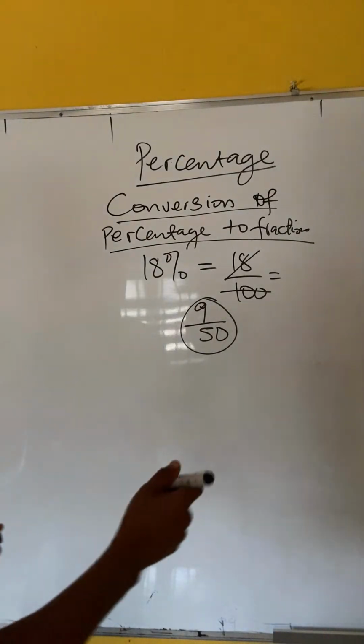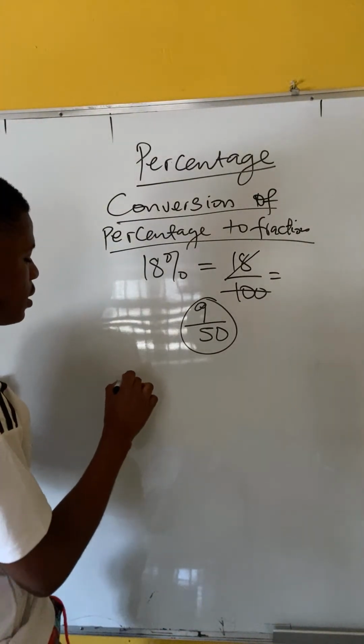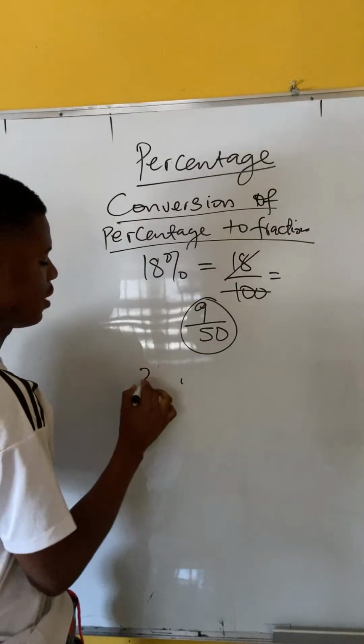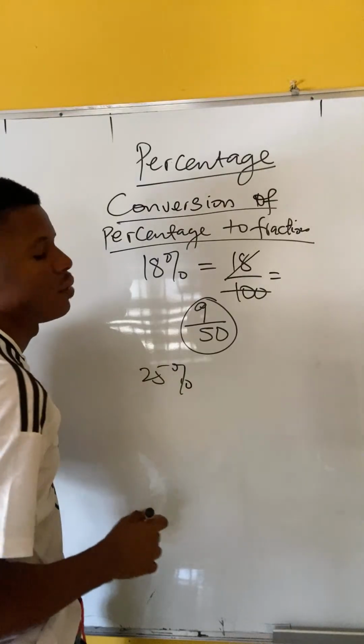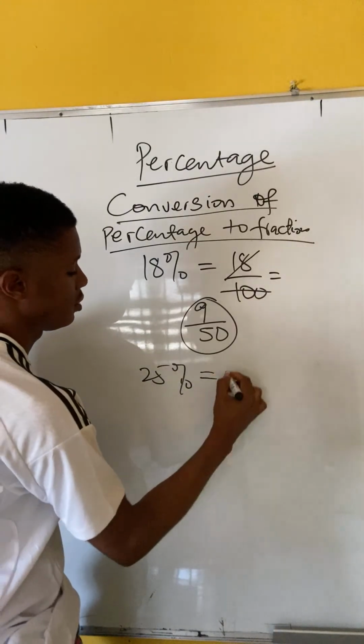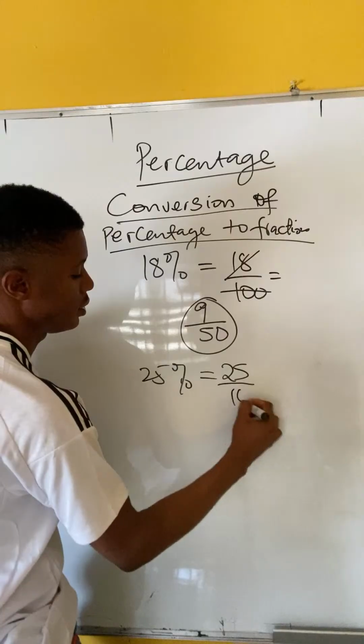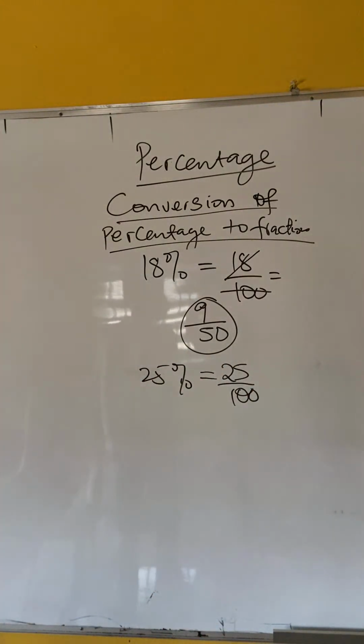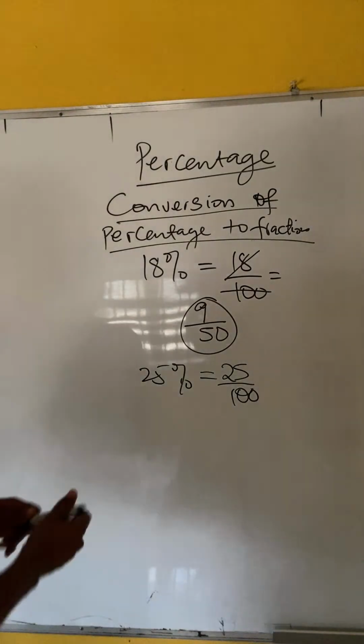Yes. So the next one we look at is 25%. If you have 25%, this is 25 over 100. Okay? So what can divide 25 and 100? Let's know the answer.